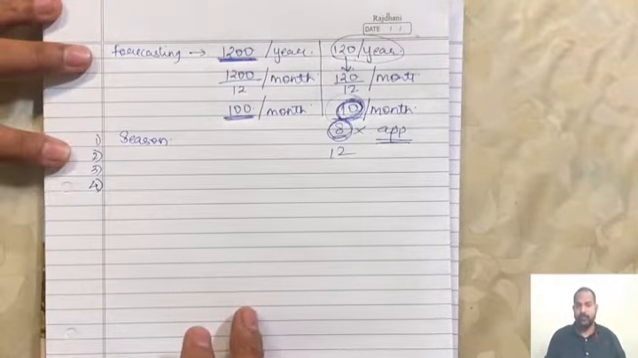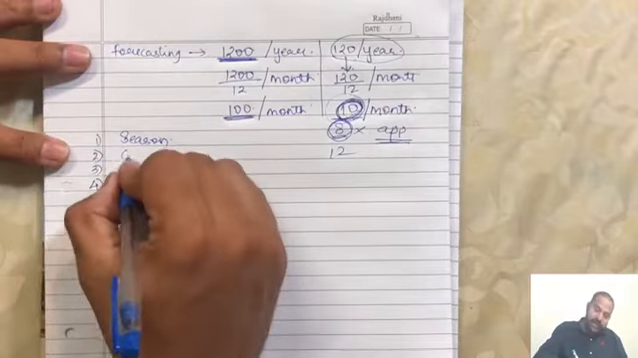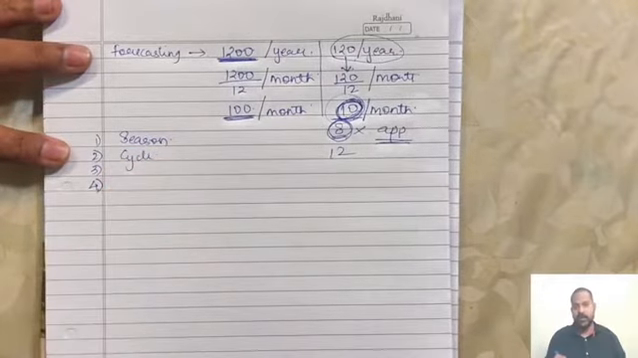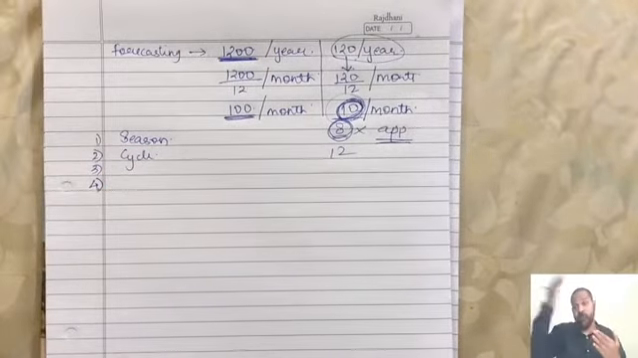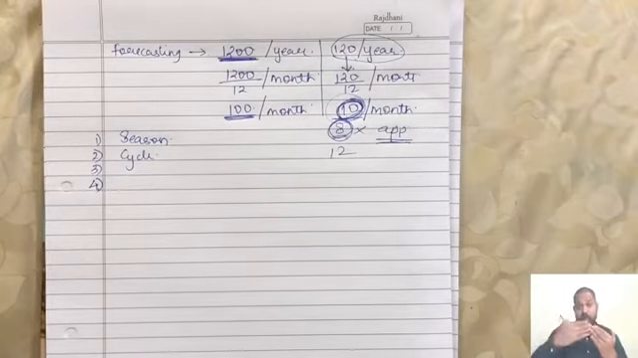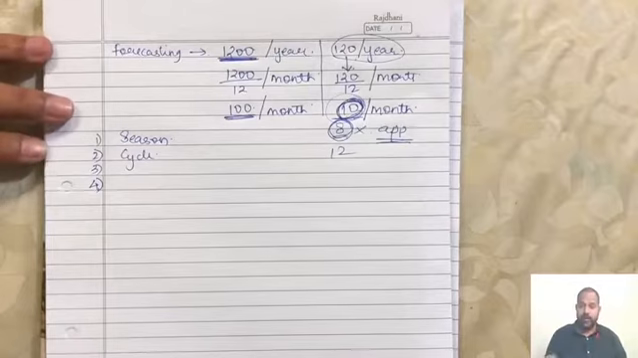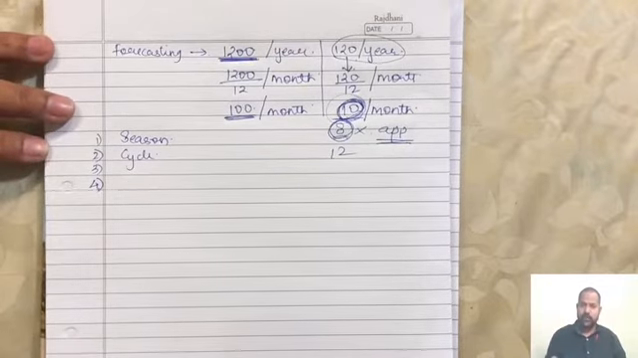Question number 2. What cycle is your organization in? Is your organization in the positive cycle where you are doing very well? Or is your organization in the negative cycle? Then your demand will keep falling.